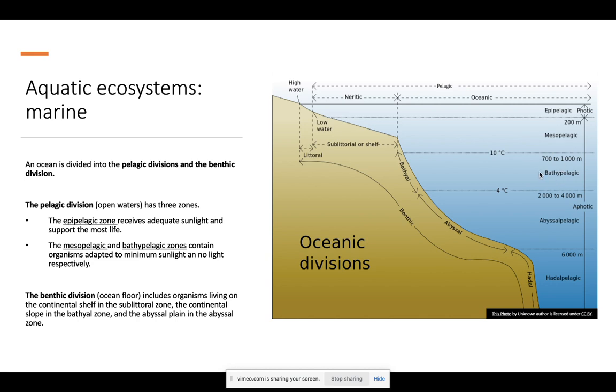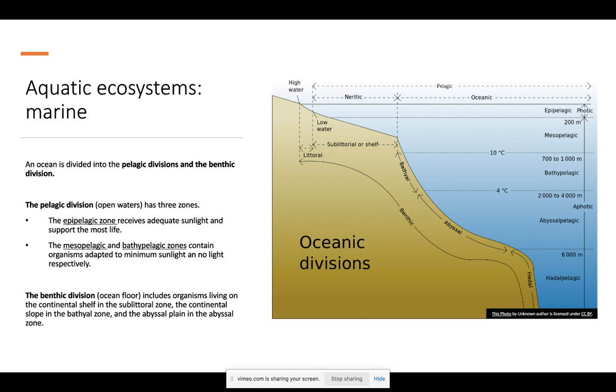So, as you can see here, we're getting a little bit deep. Here, we're about 200 meters, which is still getting a little bit deeper. But as you can see here, sunlight's not going to be able to reach. As you can see over here on the left hand side, as you get deeper, the water gets a little bit colder as well. So you've got the epipelagic, which is going to receive adequate sunlight, which makes sense. It's near the top of the ocean. The meso, which is in the middle, and the bathypelagic, which is going to be supporting organisms with minimal to no sunlight. And that all makes up the pelagic, or the open waters.